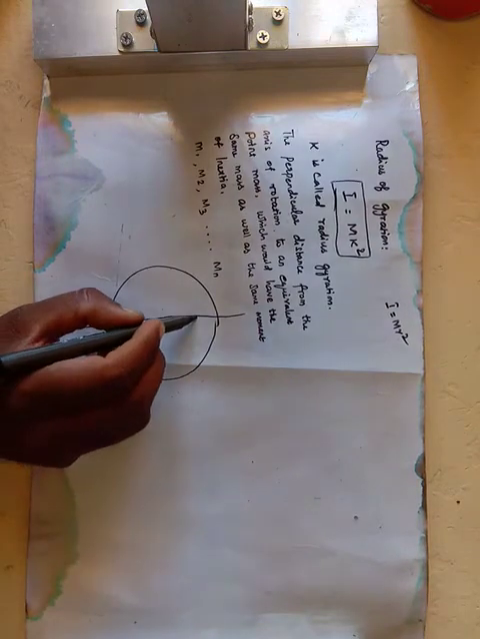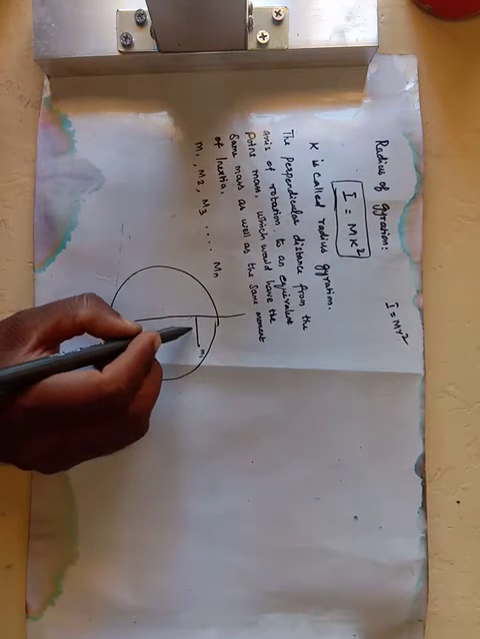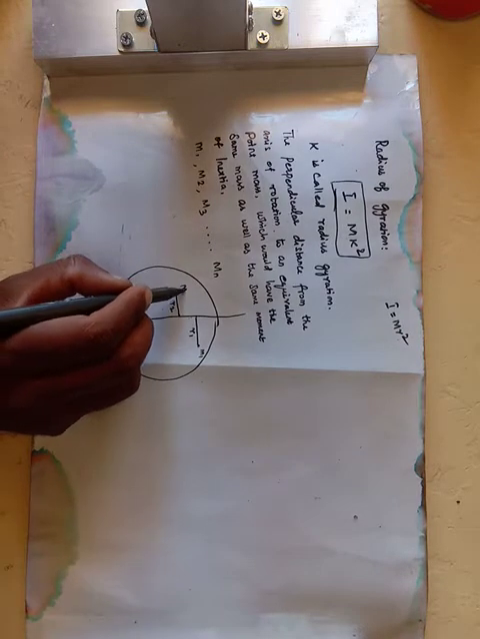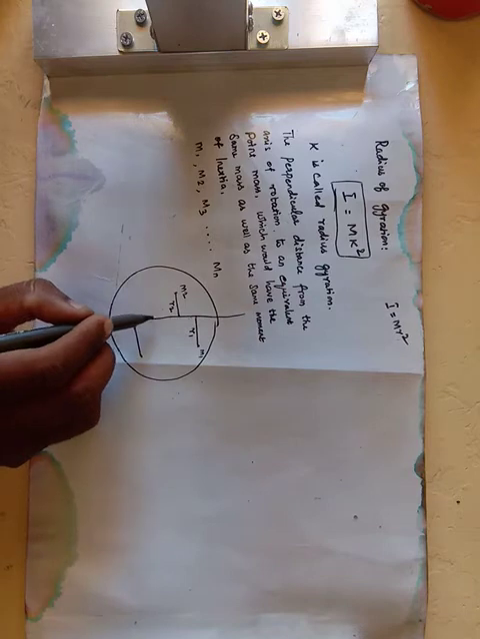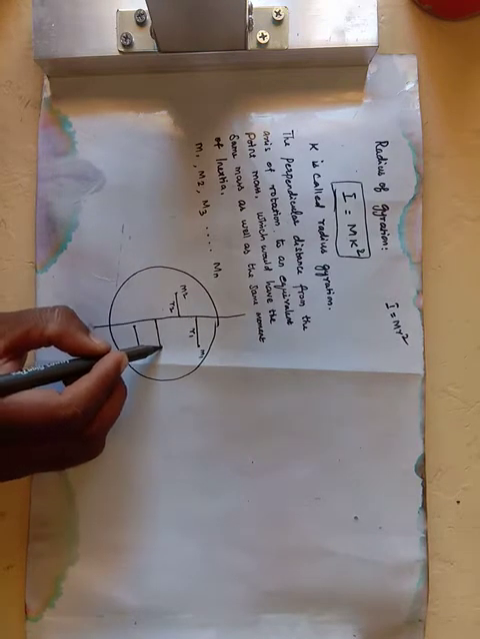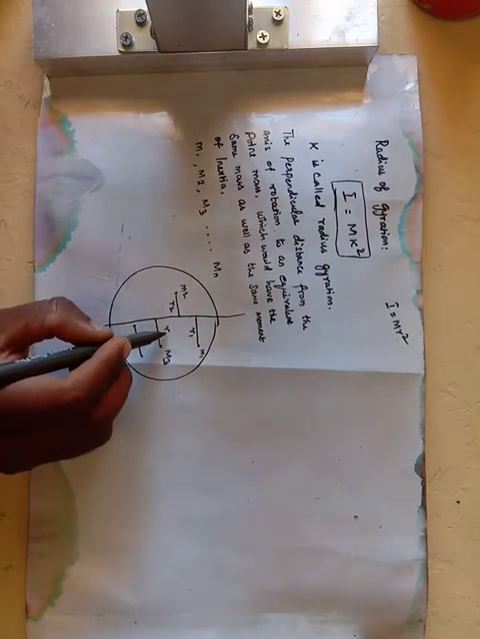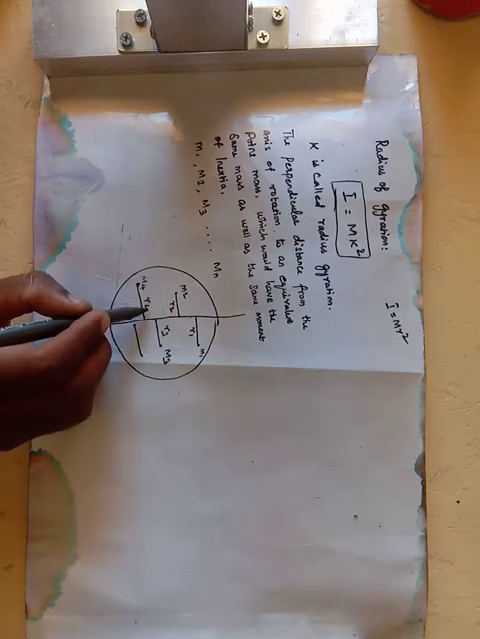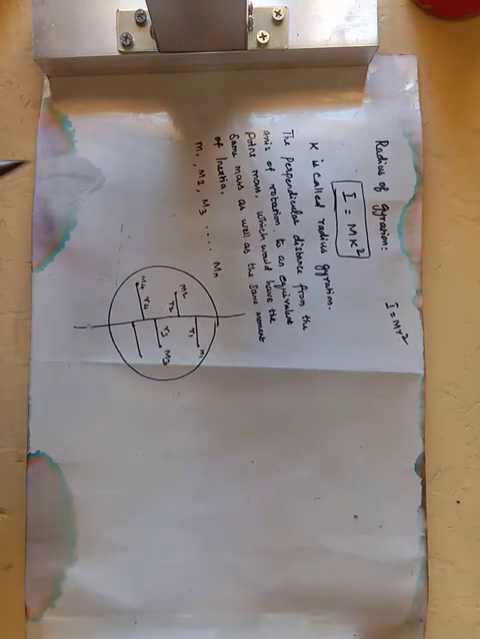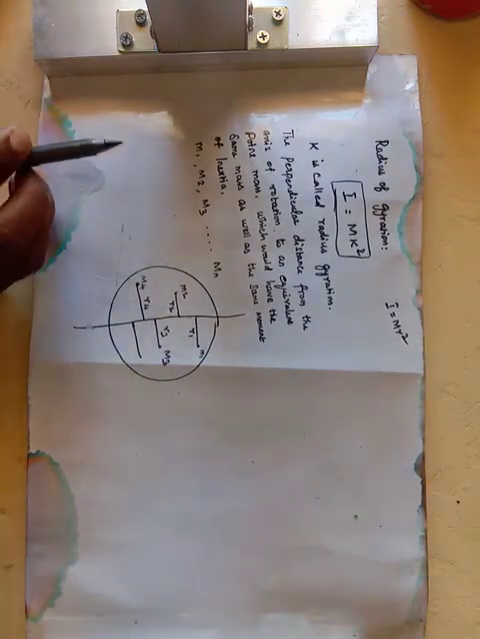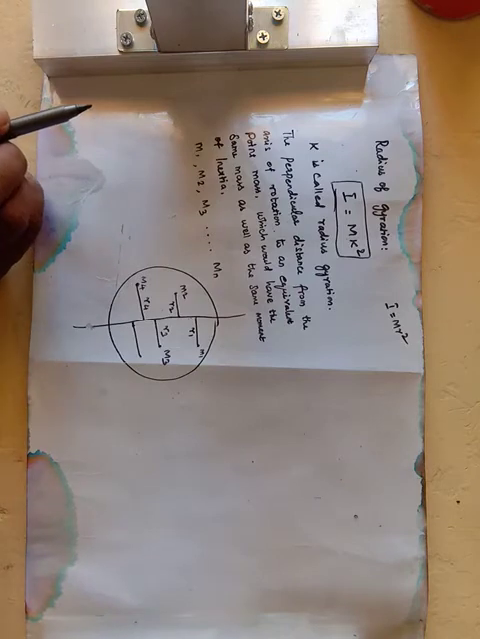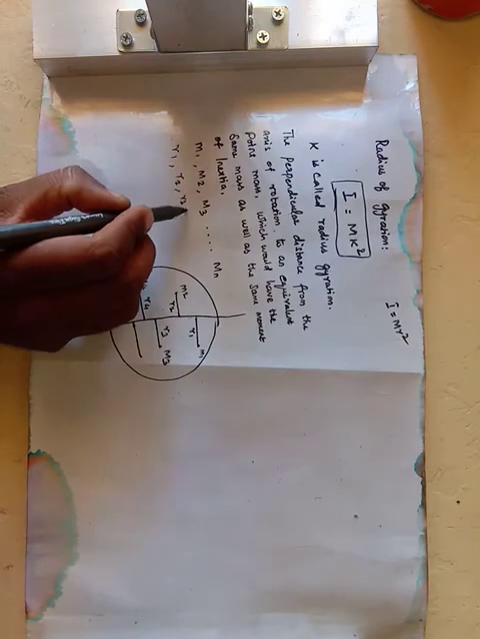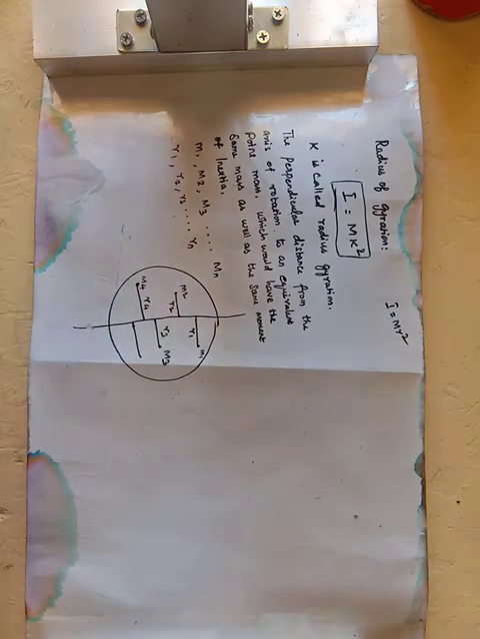From the axis, it has a mass m1 at a distance r1. It has another mass m2 at a distance r2. About the rotation, it has a mass m3 at a distance r3, and a mass m4 at a distance r4. Like this, it has a number of masses m1, m2, m3 and so on, and distances r1, r2, r3 and so on up to rn respectively.